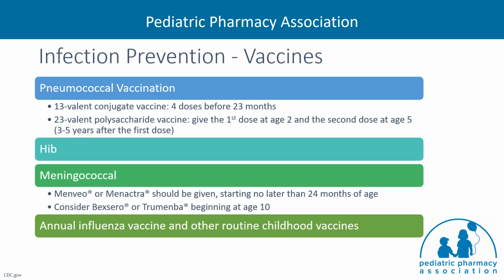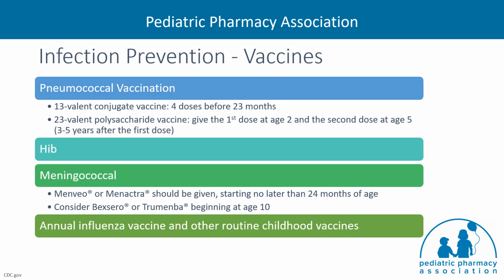That leads us to our vaccines. So we have our pneumococcal vaccination. So our 13-valent conjugate vaccine, these patients should get 4 doses before the age of 23 months. And then for the 23-valent polysaccharide vaccine, we give the first dose at age 2 and the second dose at age 5, about 3 to 5 years after the first dose.